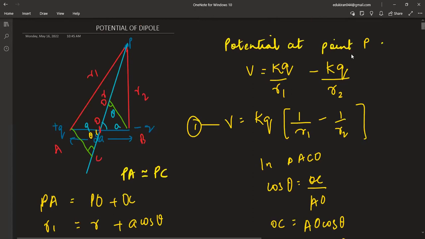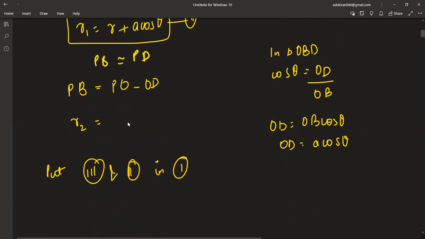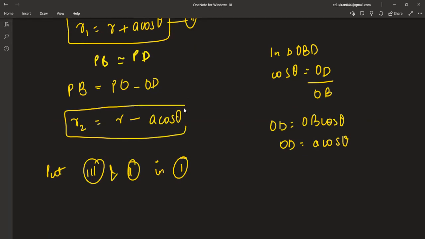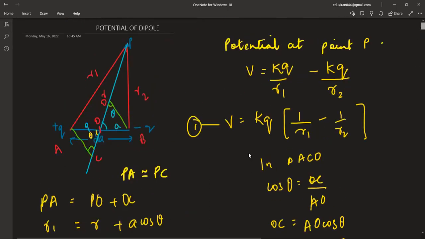PO is again R minus, and what is OD? A cos theta. This is the value of R2. This is the third equation. So you have R2, you have R1. Put this in the first equation. What was our first equation? KQ (1 by R1 minus 1 by R2). Fine, let us put this.